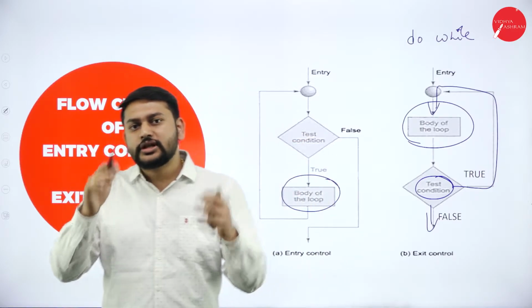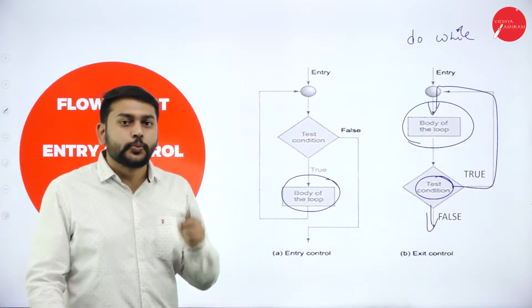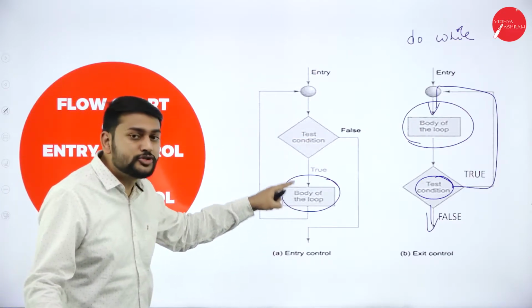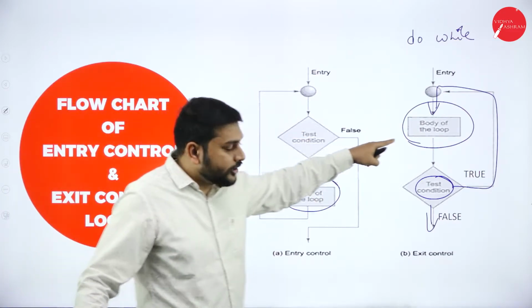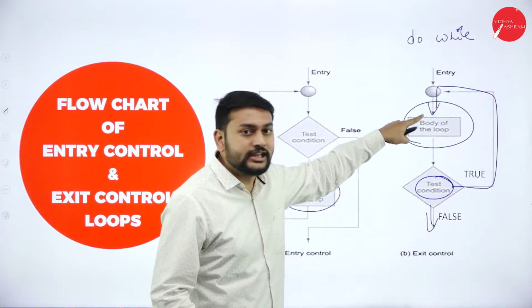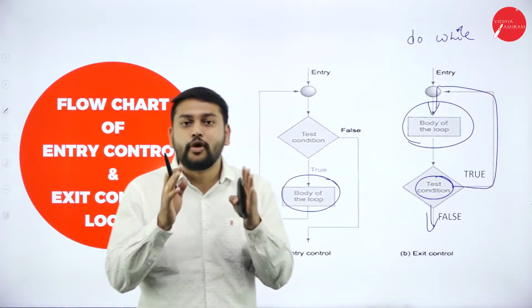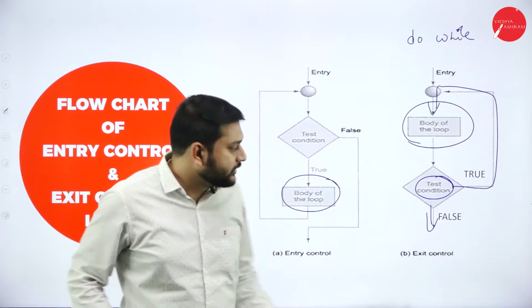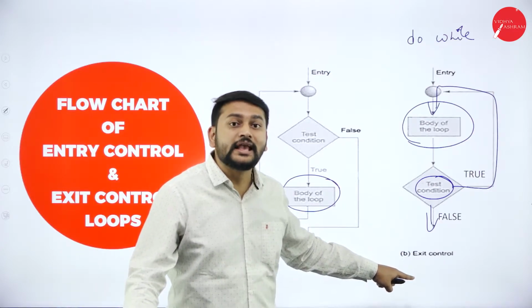So what is the major thing that I need to observe here? Please understand, if the condition is true, only then the statements will be executed. But here, even if the condition is not true, once, the statements that I have inside the body of the loop will be executed. That is what you need to remember. Here, this is what I will call an exit control.